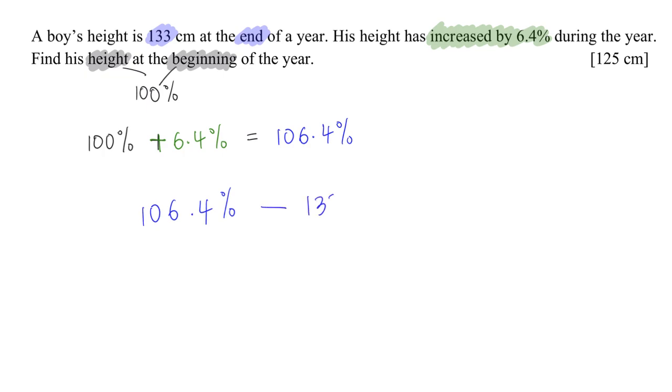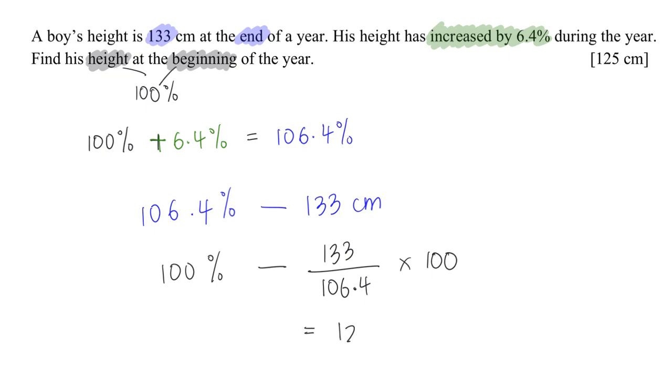by 133 cm, and our objective now is to find my 100%. Okay, so all I have to do is to divide by 106.4%. That will give me 1%. What is the value? Then I just need to multiply by 100. This will give me 125 cm.